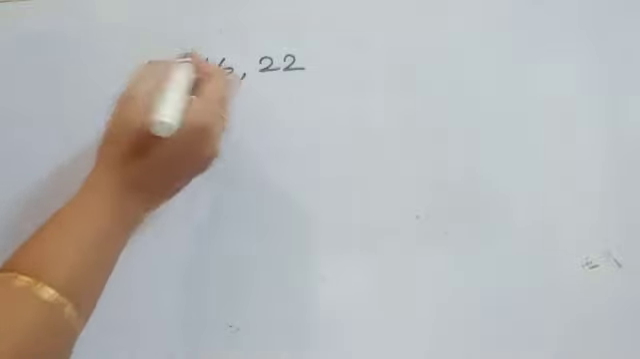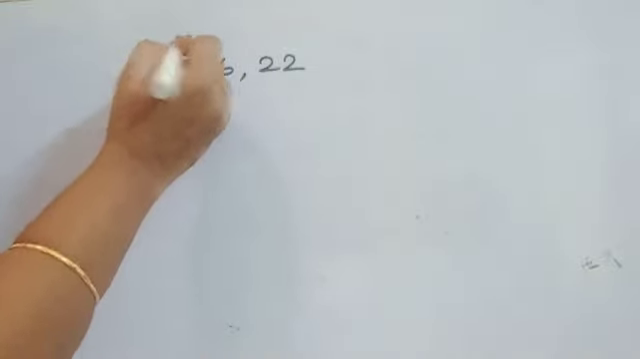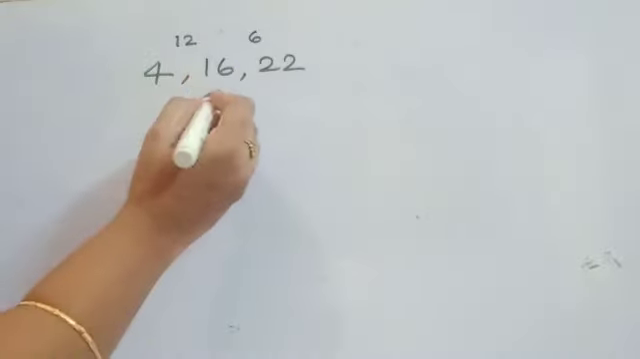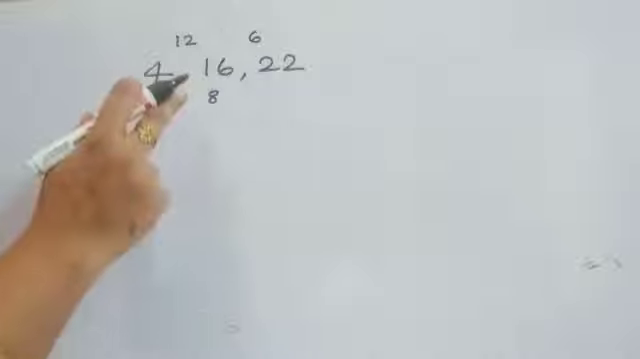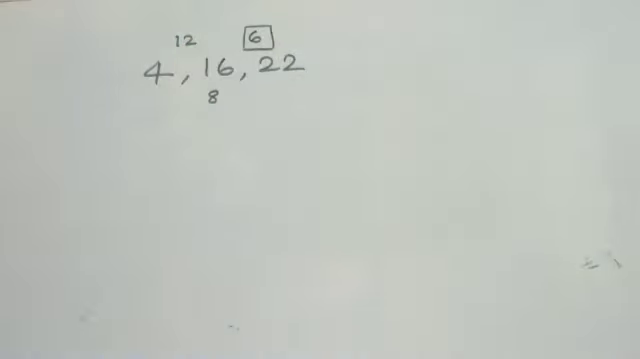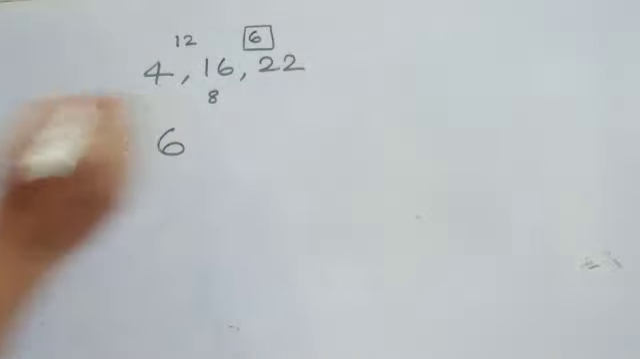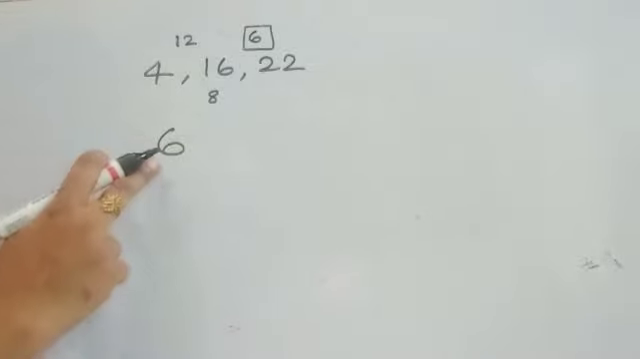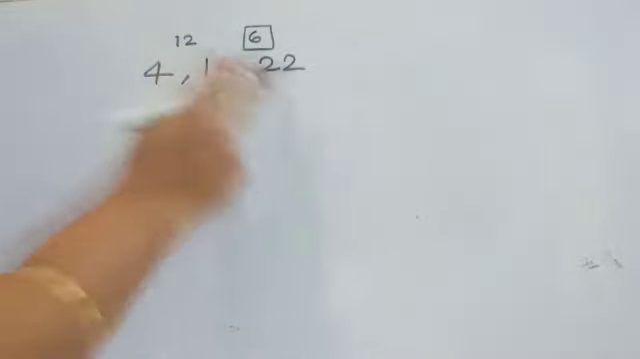The next set of numbers which I have taken here is 4, 16 and 22. So find the differences between different combinations of numbers. The difference between 16 and 4 is 12, the difference between 22 and 16 is 6, and 22 and 4 is 8. So out of these differences, the least difference only we have to take. Here it is 6. So now we have to check whether 6 is a divisor of 4, 16 and 22. 6 is not a divisor of 4, 16 and 22.